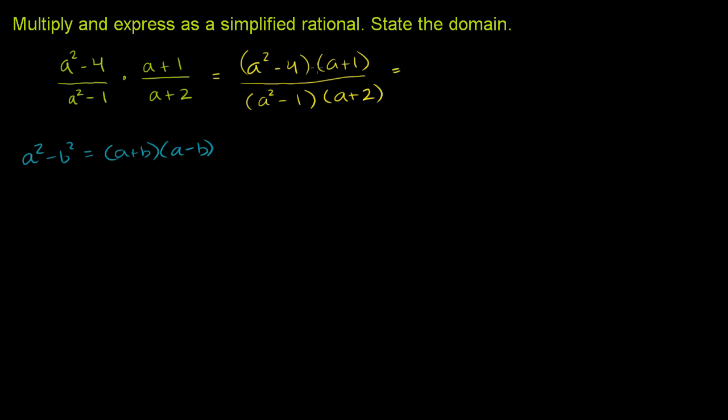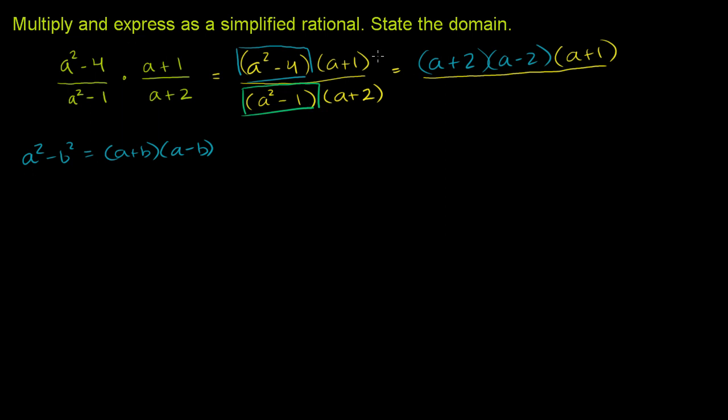So this top part, we can factor the a squared minus 4 as a plus 2, 2 squared is 4, times a minus 2, and then that times a plus 1. And then in the denominator, we can factor a squared minus 1. Let me do that in a different color. A squared minus 1 we can factor as a plus 1 times a minus 1. And if you ever want to say, hey, why does this work? Just multiply it out, and you'll see that when you multiply these two things, you get that thing right there. And in the denominator, we also have an a plus 2.